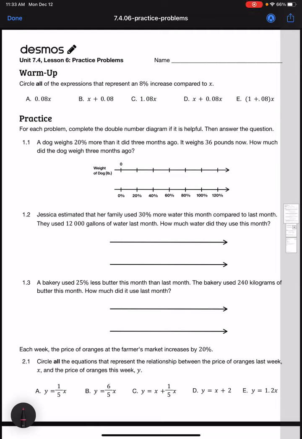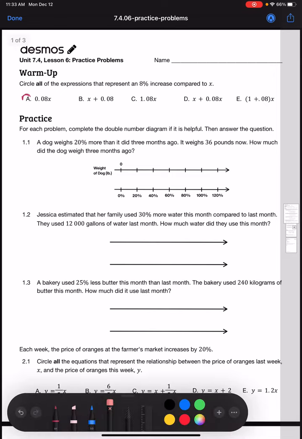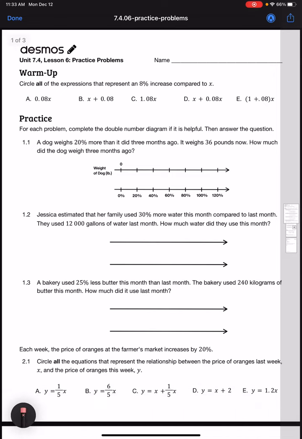Circle all of the expressions that represent an 8% increase compared to x. So we want to find an increase. 8% of x would show an 8% of, but that's not necessarily an increase. So I'm going to erase my mistake. For B, I know I'm not going to want to add.